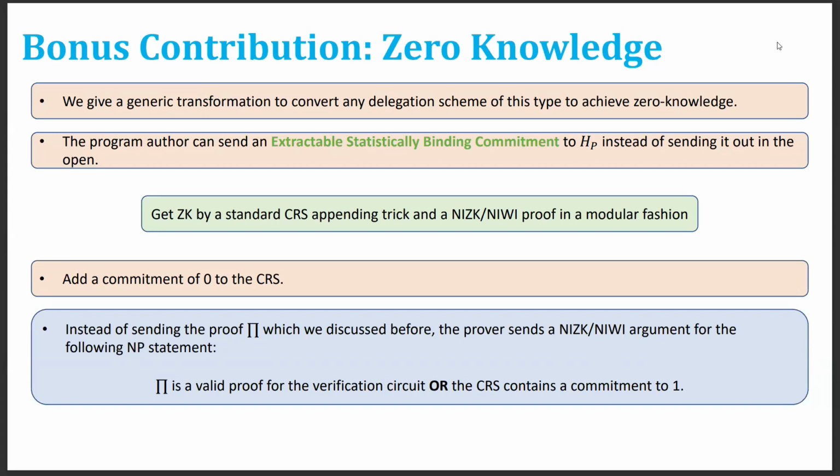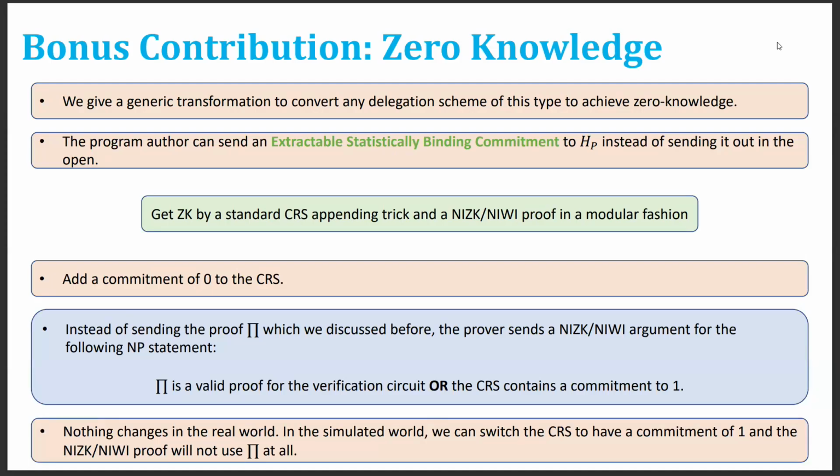which says that either pi is a valid proof for the verification circuit, or the CRS contains a commitment to 1. So now if you look at this, in the real world, everything is still the same because we added a commitment to 0 in the CRS. So for the proof to work, the prover actually has to send a NISIC proof corresponding to the first statement, where all the properties go through.